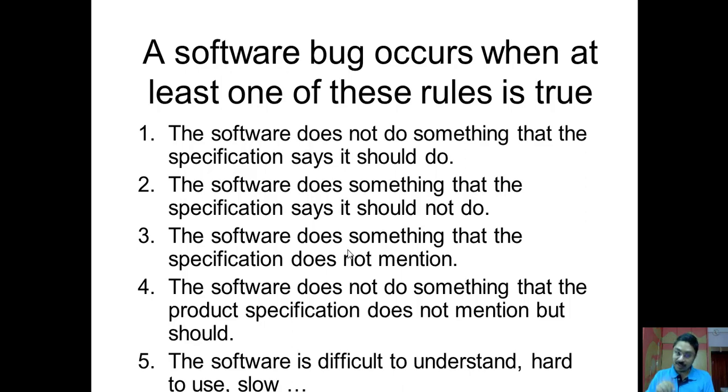Then the software does something that the specification does not mention. There was no mention about whether that particular thing should be included or not in our software, but the developer is including it. So this is not allowed. Say our developer is putting a clock on the GUI. That is not allowed. If it is not mentioned in the specification, then that is not allowed.